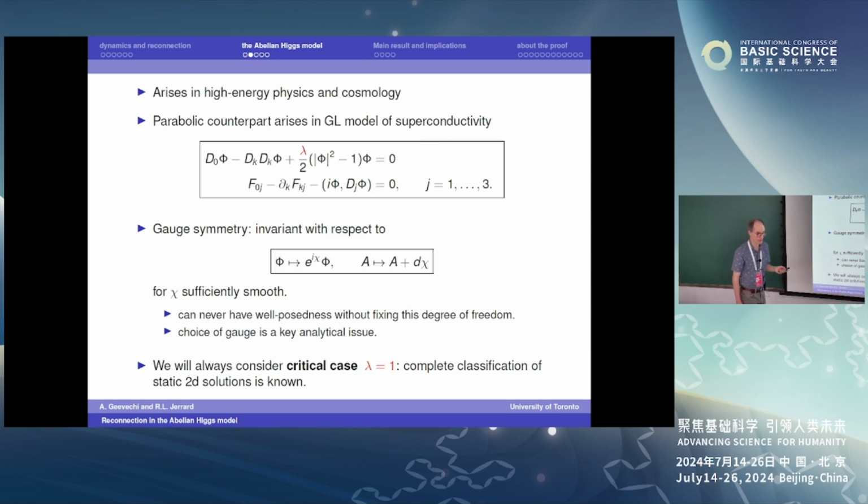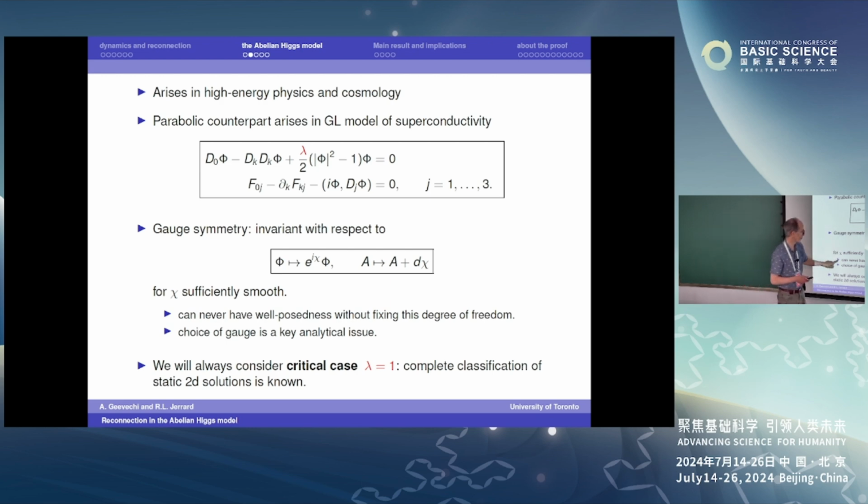Both these equations, the hyperbolic and parabolic, have a huge symmetry group. And so if phi, A is any solution pair, and if chi is an arbitrary, smooth enough function, then I can act on the pair phi, A in this way to generate a new solution. e to the i chi phi and A plus d chi is also a solution. And so this is an infinite dimensional symmetry group acting on the solutions of the equation.